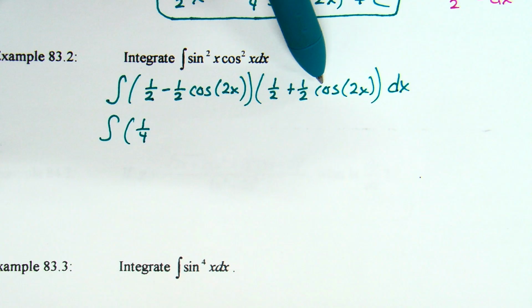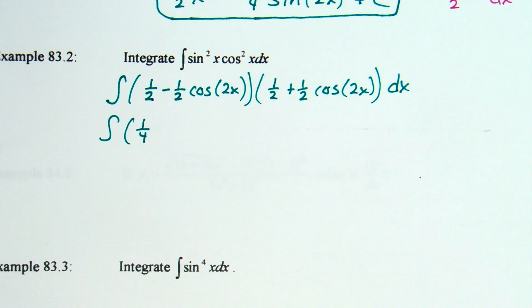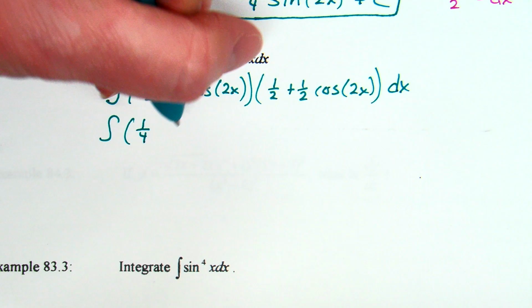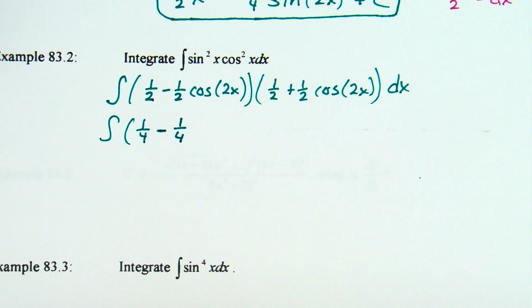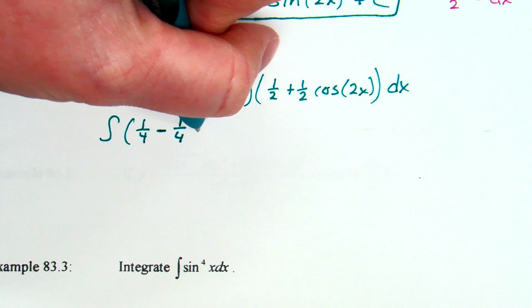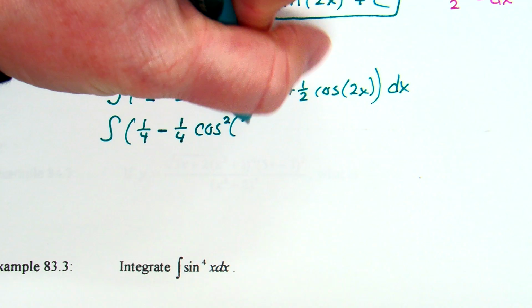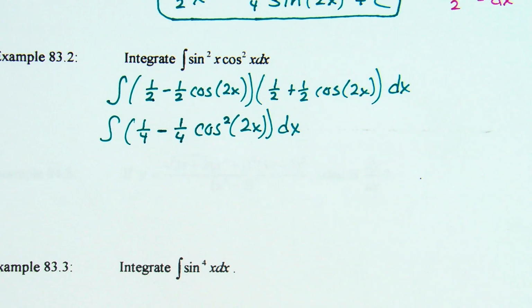That makes it a little less gross, right? So then last, minus 1/2 times positive 1/2 is minus 1/4. Cosine 2x times cosine 2x. Cosine squared 2x, dx. I definitely heard the question, the voice there of, can we also multiply the inside for some reason? Nope. The insides just stay. They're kind of off limits.